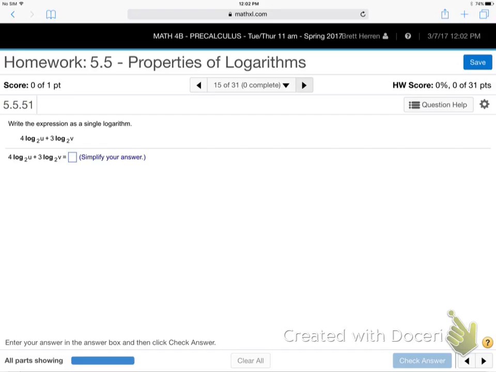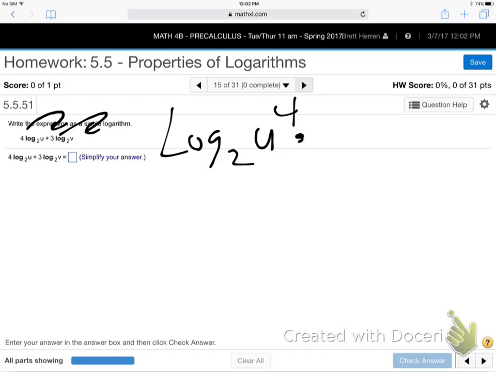See how the bases are the same? They're both log base 2. So we don't mess with that. That just stays log base 2. So what does that 4 do that's in the front? Where's it going to go? To the power, and that 3 to the power. So it's going to be u to the 4th times v to the 3rd. And you technically do need parentheses, so you know it's all part of the plug-in. And that's it.